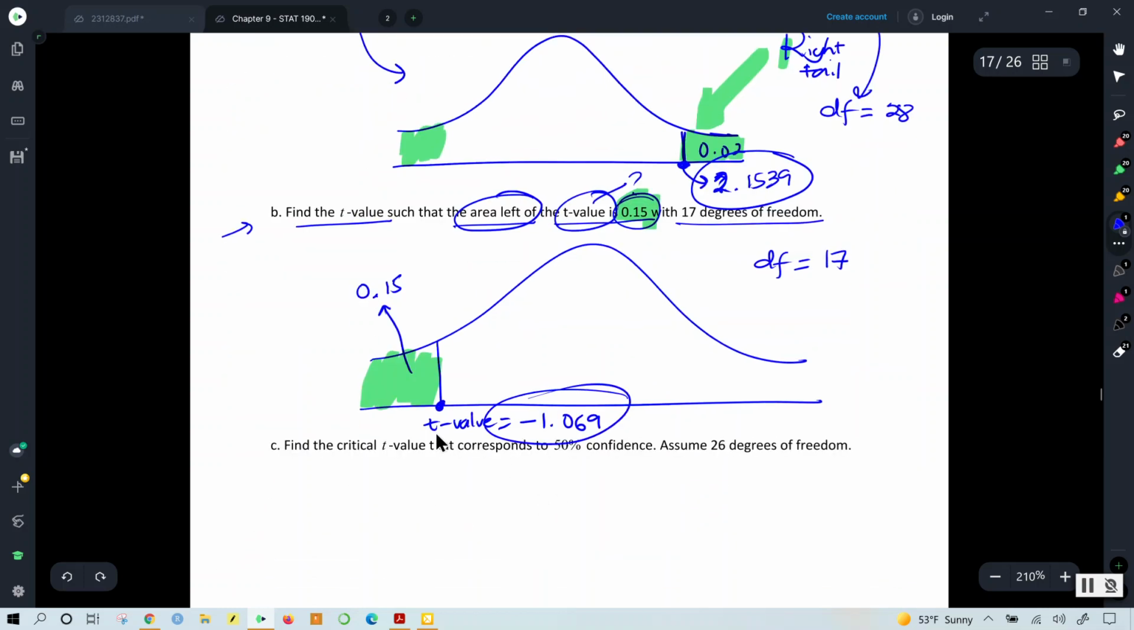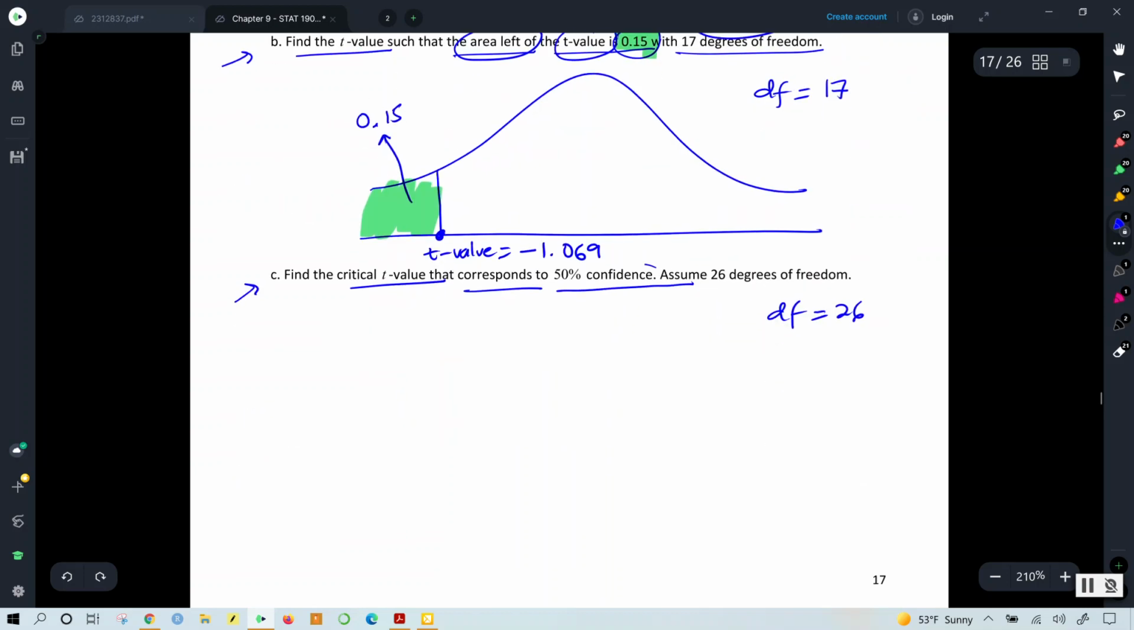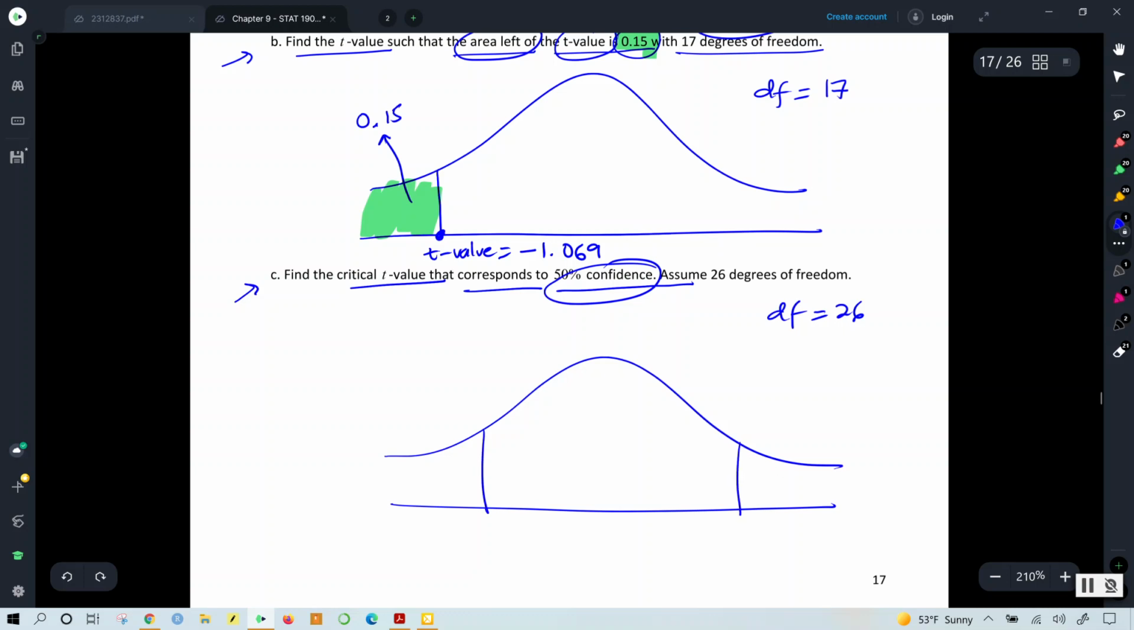That is the answer. Then question C tells us to find the critical T value that corresponds to 50% confidence. And we're to assume the degree of freedom equals 26. If we want 50% confidence for an interval, that means we're looking at the area between. So this area between is 0.50, and I want the critical T value here. So I am going to set the degree of freedom to 26. And I'm going to choose an interface that accommodates a problem like this.